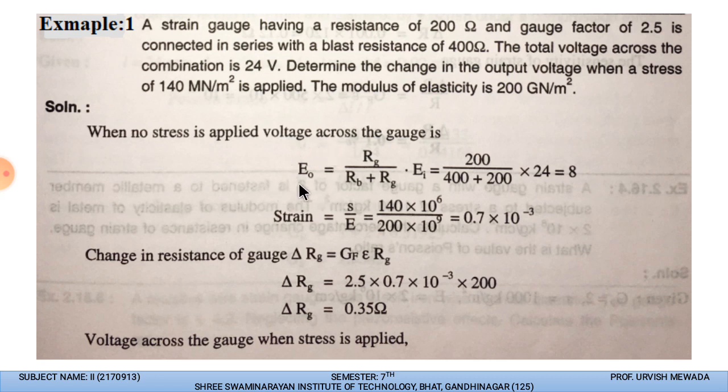E output is equal to Rg, the gauge resistance, divided by Rb, the ballast resistance, plus the gauge resistance, into E input. We have the value of Rg, it is 200 ohm, and Rb is also given, it is 400 ohm. So the output voltage EB, or ballast voltage, is 8 volt. Now let us check the sensitivity of the gauge.